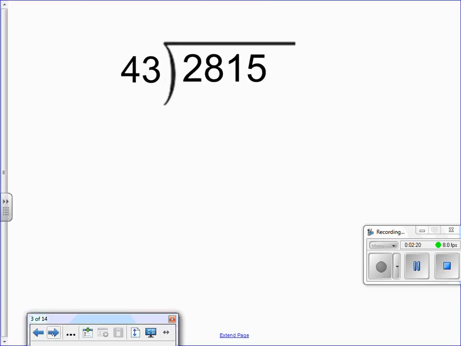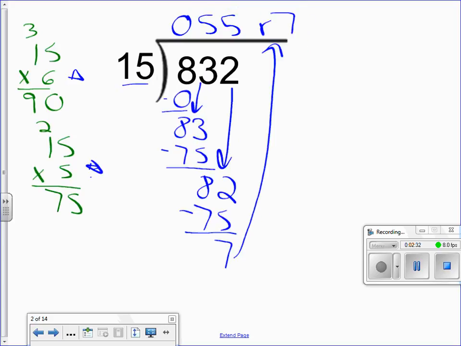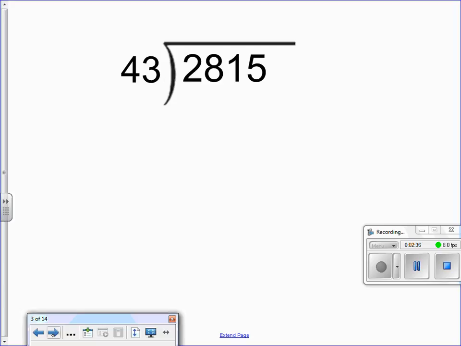How many times can 43 go into 2,815? It doesn't matter, kids, if we're dividing by 1-digit numbers or 2-digit numbers. It's the same exact steps. We have to divide, multiply, subtract, and bring down. How many times can 43 go into the number 2? 0 times. 43 times 0 equals 0. Go ahead and subtract. Got a 2.